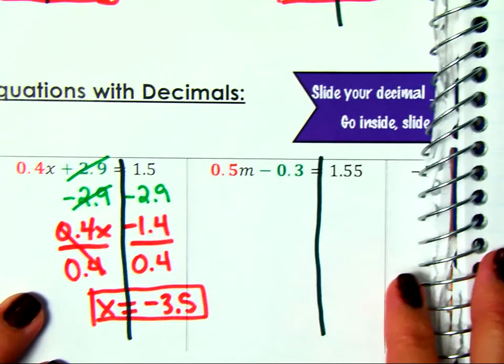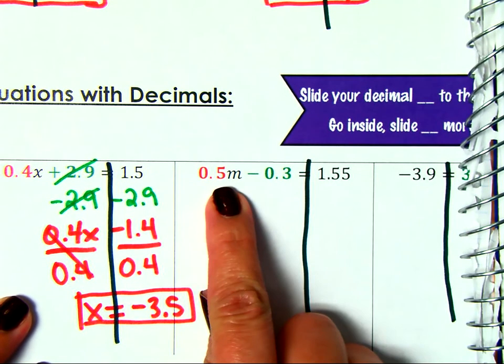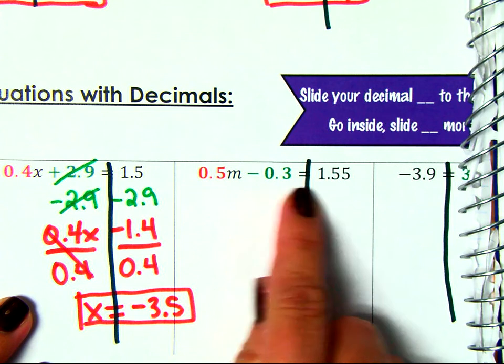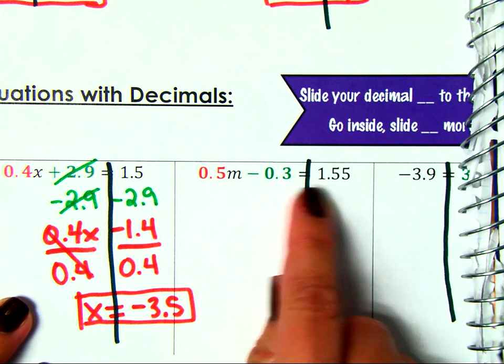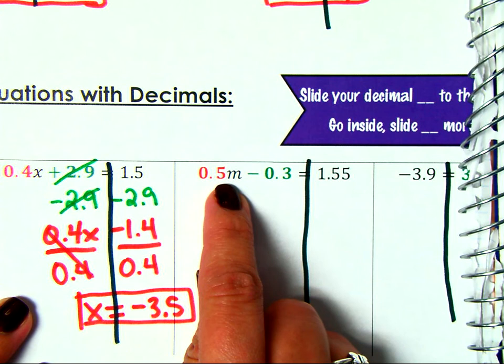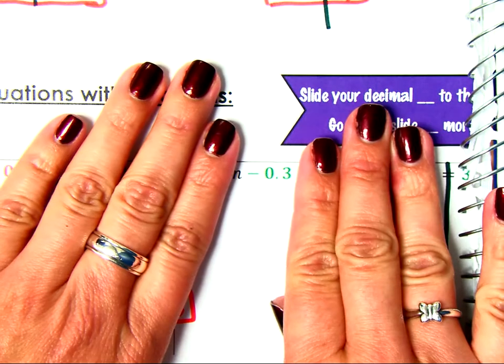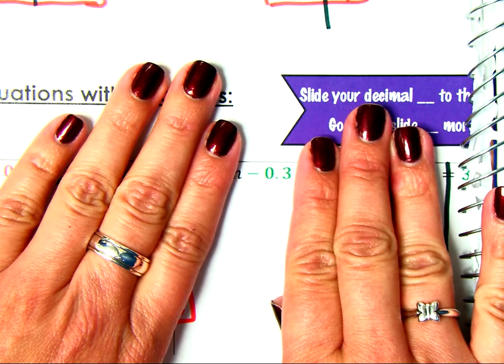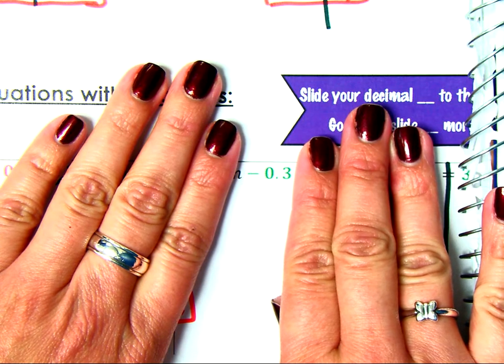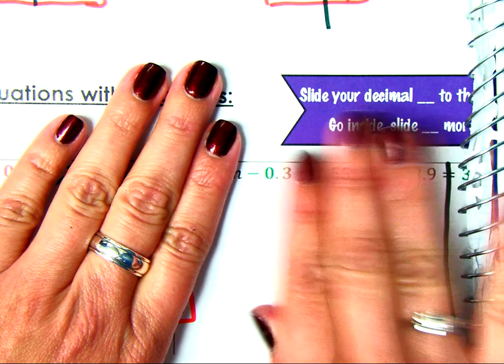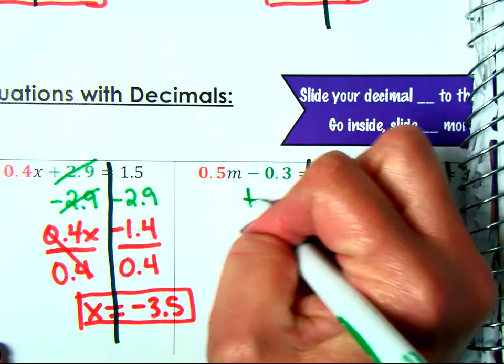All right, so we've got 5/10 m minus 3/10 is equal to 1 55/100. Again, we want to get this variable by itself. So the constant, the number just by itself, is negative 3/10. Okay, so the opposite of a negative 3/10 is a positive 3/10.